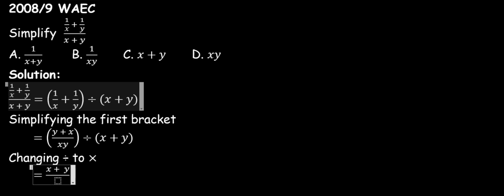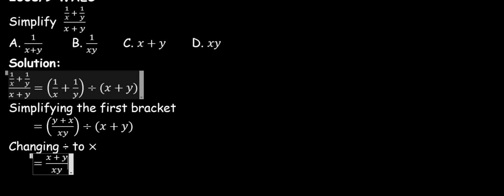x plus y divided by xy times 1 over x plus y. Now, we are changing from division to multiplication. Whole number becomes fraction, and fraction becomes whole number. In our result here, x plus y, we cancel out both the numerator and denominator. You'll be left with 1 over xy.